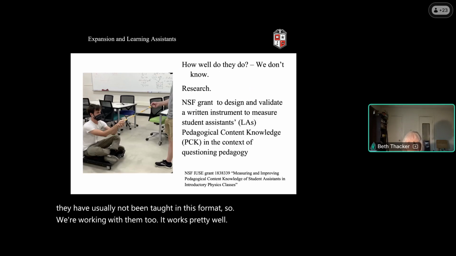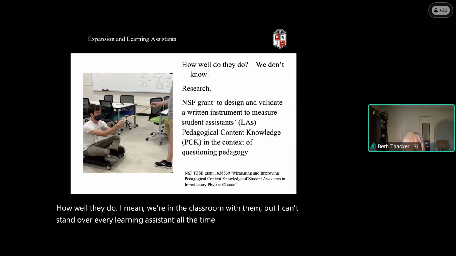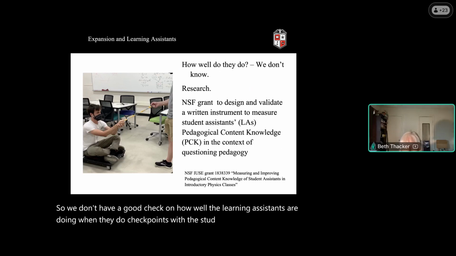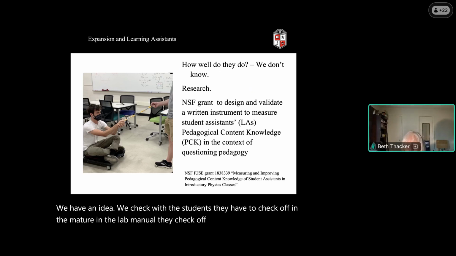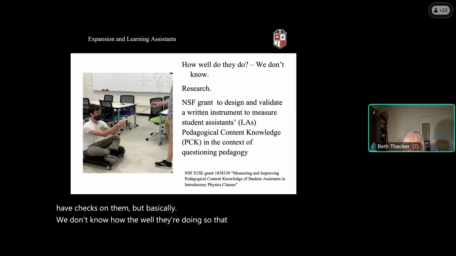Basically, though, we don't know how well they do. We're in the classroom with them, but I can't stand over every learning assistant all the time and see how they're doing. So we don't have a good check on how well the learning assistants are doing when they do checkpoints with the students. We have an idea. We check with the students. They have to check off in the lab manual that they signed off the students. So we have checks on them. But basically, we don't know how well they're doing. So that led to more research.